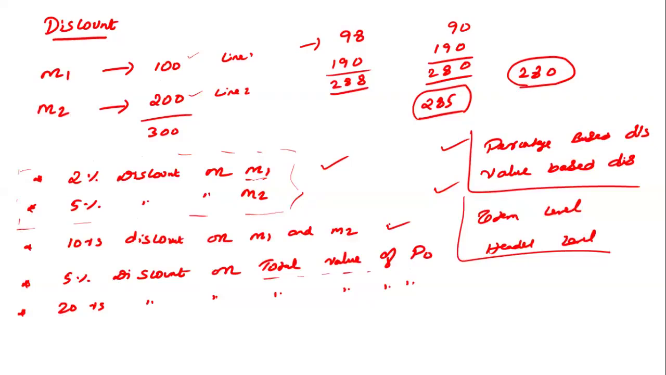Any questions? Okay. If no questions, then I'll move to the other component. The other component is the planned delivery cost.